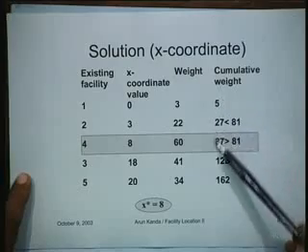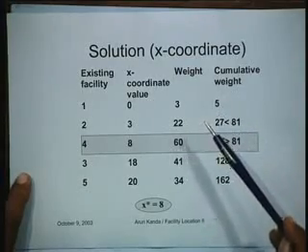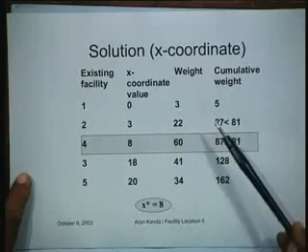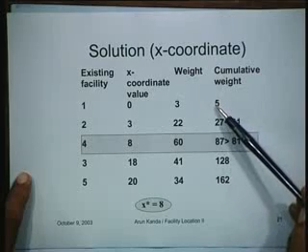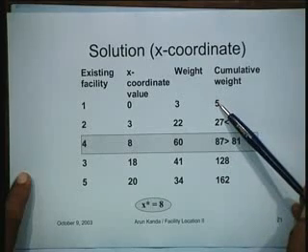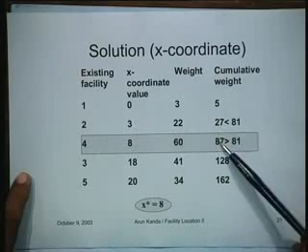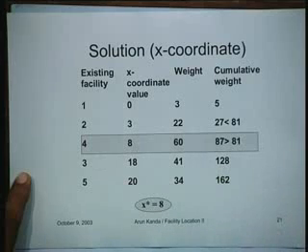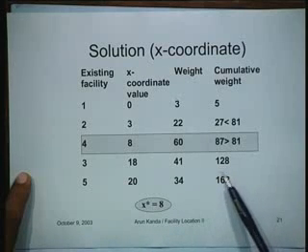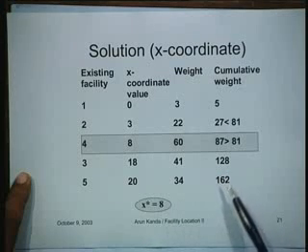Determine the cumulative weight. This should be 5. There's an error somewhere, it's a misprint. So you have 5 as the cumulative weight here, and then 27, and then 87, and then 128, and then 162. The total cumulative weight, 162, is the sum of the weights, so half of that is 81.